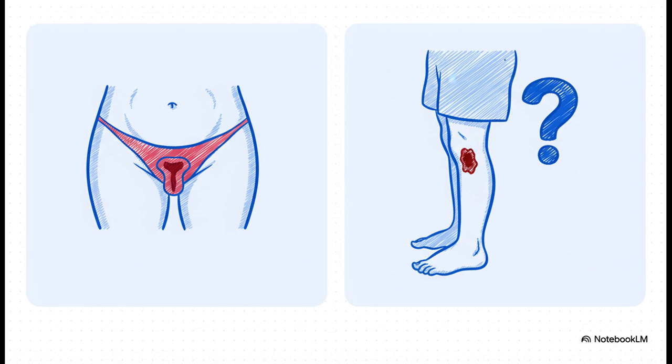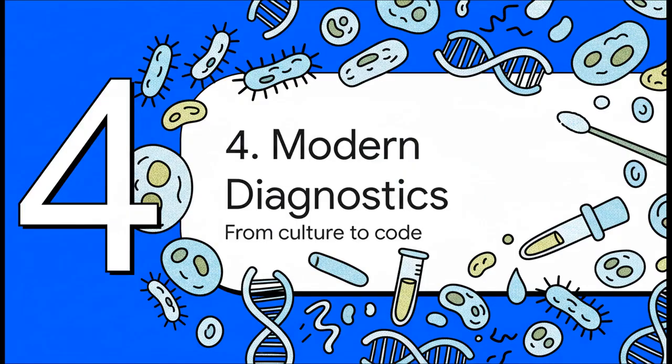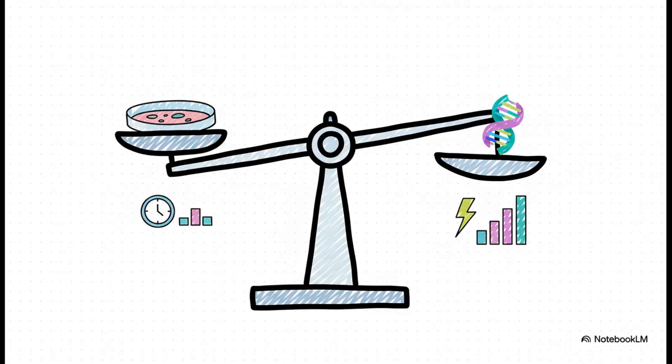The transmission is likely direct contact, maybe even flies. And these ulcers look so much like yaws that it creates a massive diagnostic headache for public health programs trying to eradicate yaws. And that diagnostic challenge brings us perfectly to our next section, the absolutely radical shift in how we detect this organism. We're talking about the move from the petri dish to the PCR tube, from culture to code. The contrast between these methods is just stark.